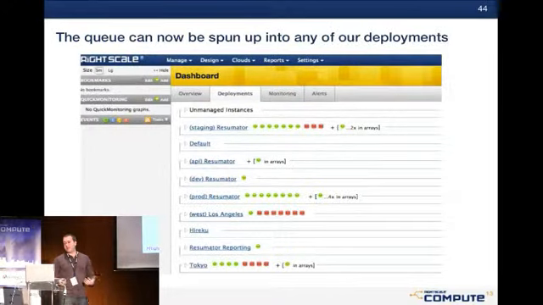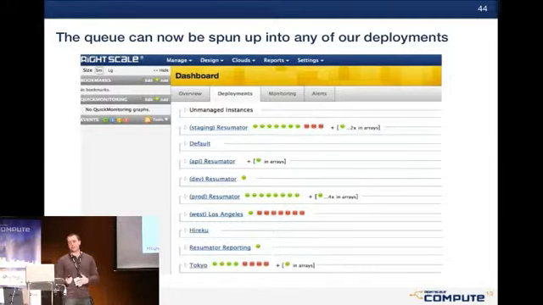And now the nice thing is the queue can be spun up into any of our development environments. So if we wanted to say, hey, we need to add the queue into our staging or our test environment or our West environment, we can do that with a simple, literal click of a button. So a lot of work goes on behind the scenes. There's a lot of software complexity there. But at a systems level, a lot of that complexity is removed here through RightScale.